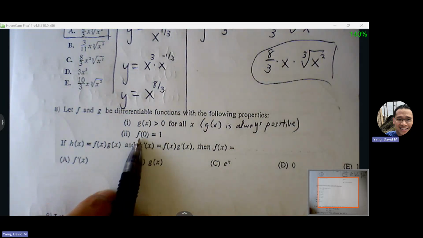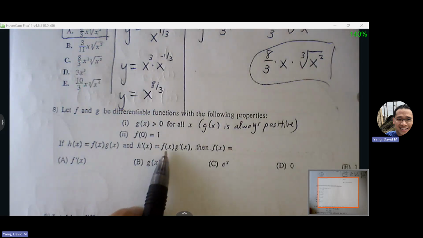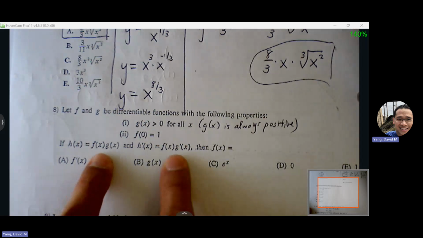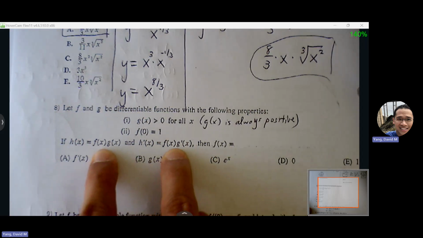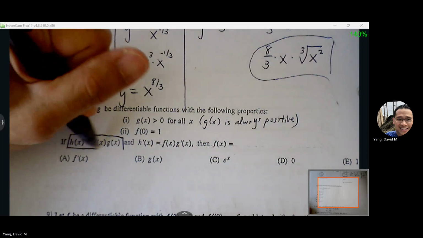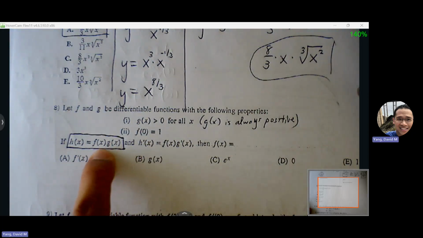f of 0 is equal to 1. We know that h of x is equal to f of x times g of x, but then h prime is f times g prime, then f of x is equal to... Now, this may not feel like it's connected here. Like, how did this get to that, right? If we were starting with this, and I asked you to find the derivative, what would your first instinct be?